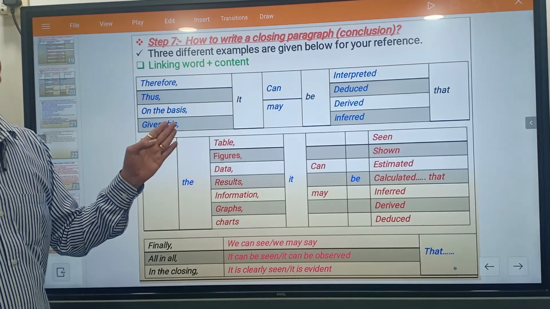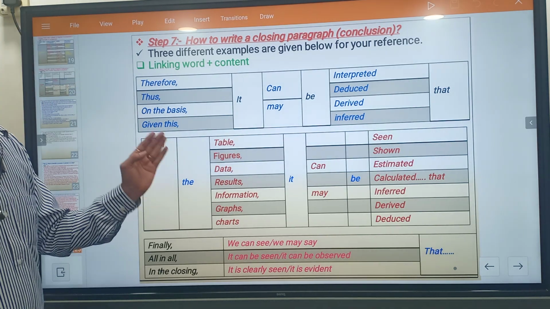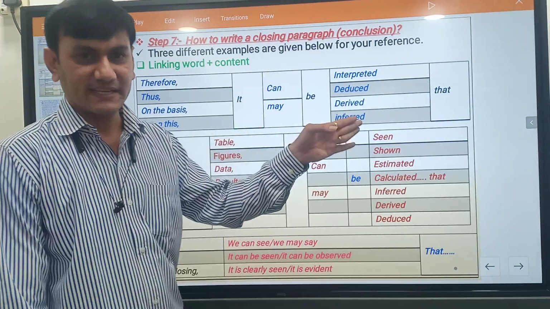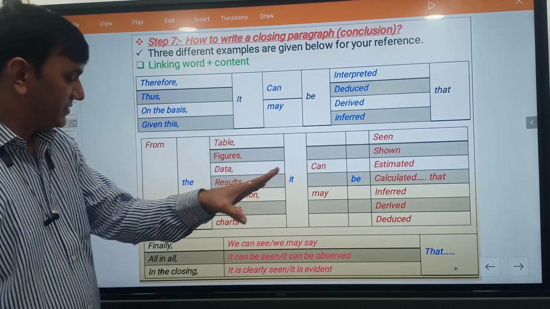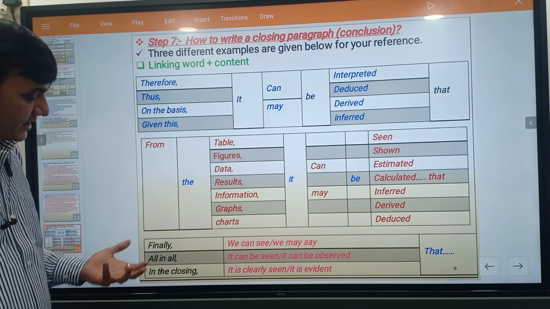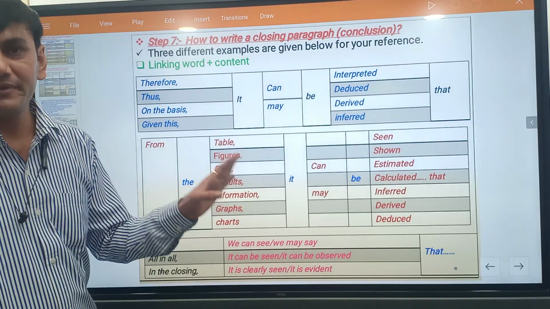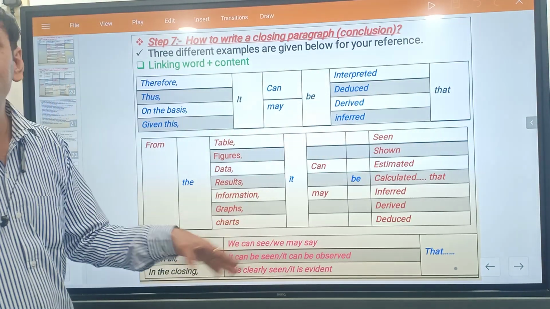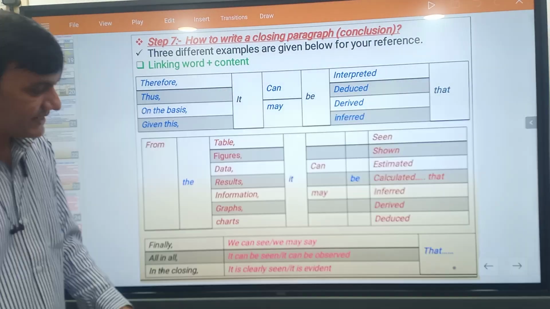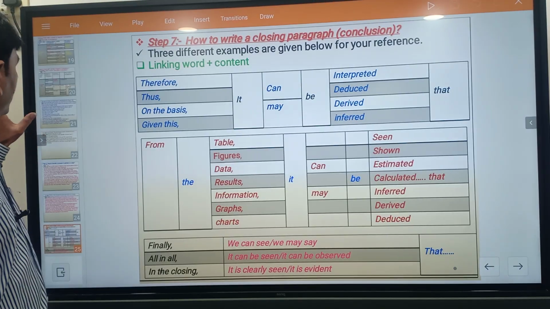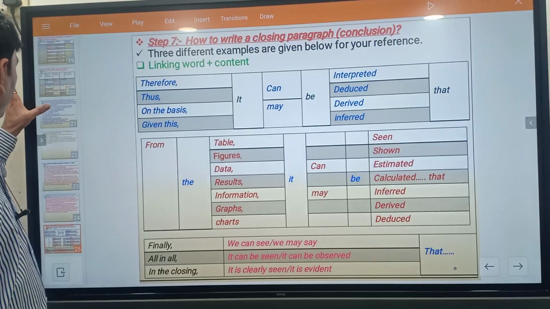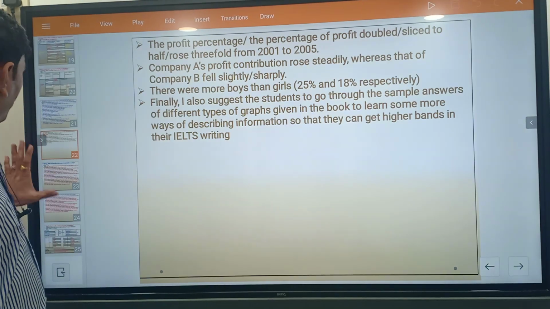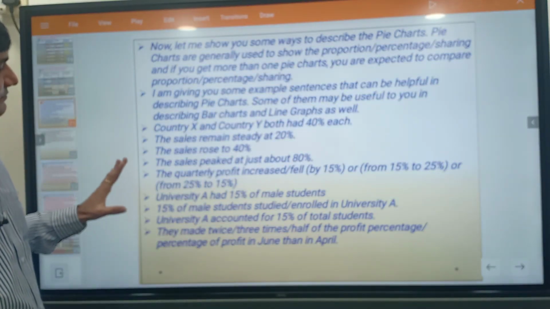Second way: from the table, from the figures, from the data, results or information or graphs or chart, it can be seen, it can be shown, estimated, it can be calculated, inferred, derived or deduced. First, second and third. Finally, overall, all in all, in the closing, we can see, we may see that, it can be seen that, it can be observed that, it is clearly seen that, or it is evident that. Okay, so this is how you can write a closing paragraph. Got it? If you want to see some examples of body paragraphs, you can see here some examples are given.